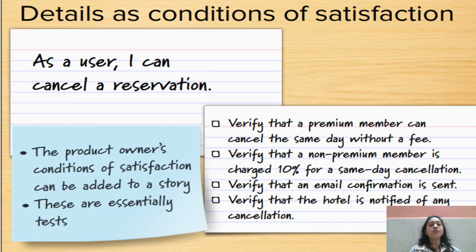Okay. So details are the conditions of satisfaction. As a user, I can cancel a reservation. This is the user story. Okay. The details are the product owner's conditions of satisfaction that can be added to the story. These are essentially tests. Verify that a premium member can cancel the same day without a fee. Verify that a non-premium member is charged 10% for a same day cancellation. Verify that an email confirmation is sent. Verify that the hotel is notified of any cancellation. These are acceptance criteria. Okay.